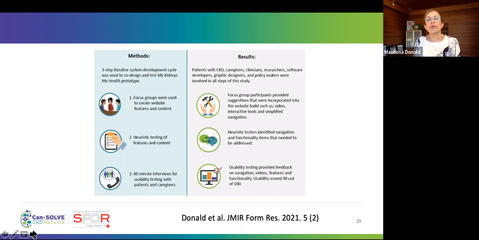What we found from those three phases was that the focus group participants wanted to ensure that there were interactive tools and that the navigation was simple compared to other websites they had experienced when looking for education and self-management support. The heuristic testing identified some basic navigation issues and functionality that needed to be addressed, which was completed by our software team. And then finally, the usability testing ensured that the different types of features, in terms of videos, text and tailoring functionality, were there, and it received a high system usability score of 90 out of 100. Next slide.